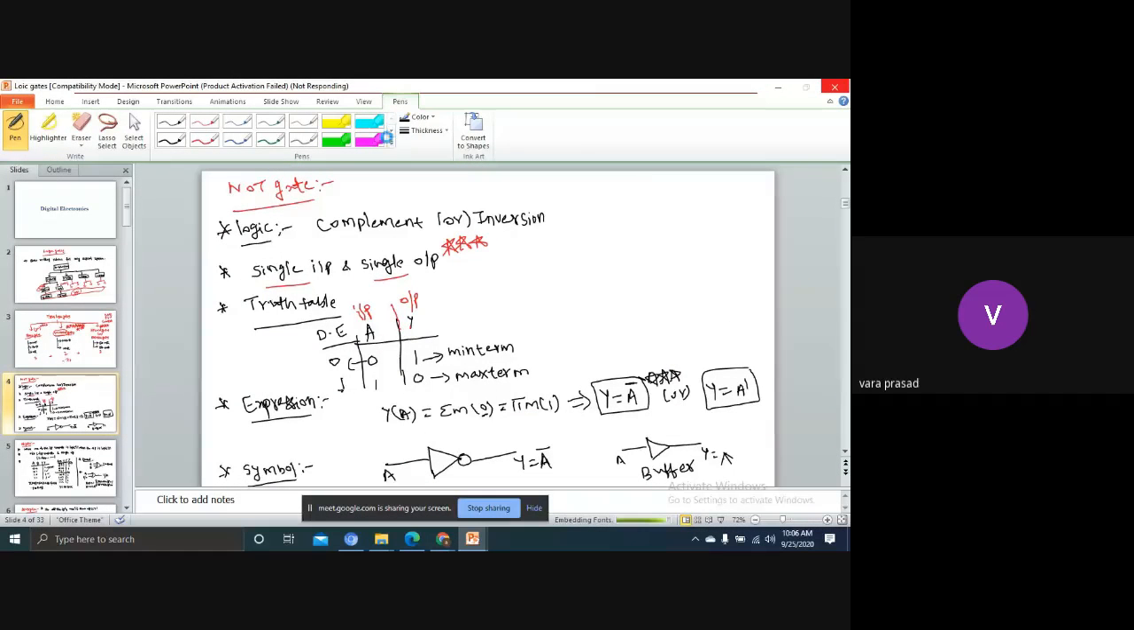See here, buffer in the sense, whatever the input is, the same will come at the output. That we can call a buffer. Whatever input we apply, we get the complement. That is a NOT gate. Please keep in mind, this is the NOT gate. Next we'll move to the OR gate.